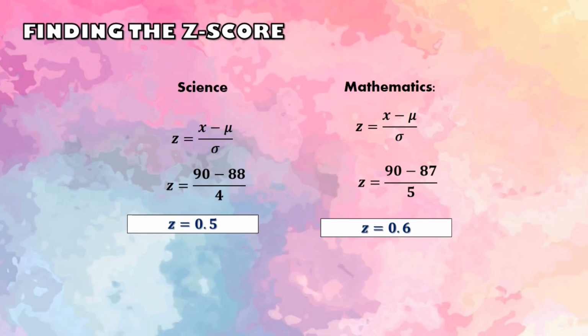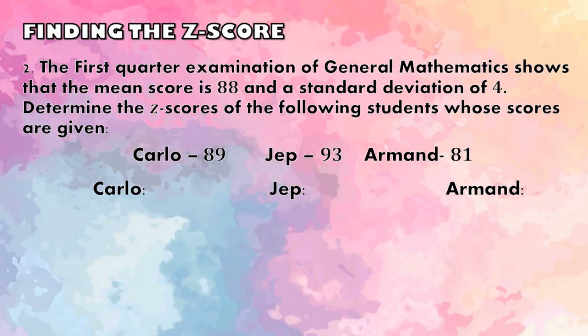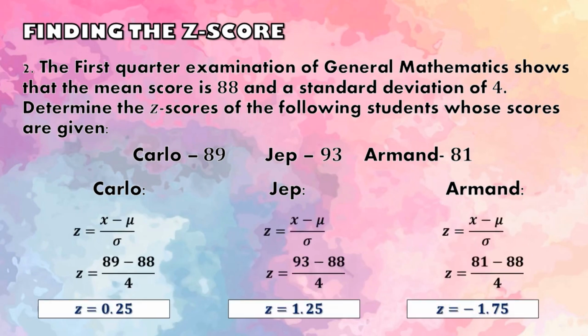Since Carlo's z-score in mathematics is higher than his science z-score, it can be said that Carlo performed better in mathematics than in science. For example number 2, since the given values are mean, standard deviation, and x values, we should follow the process of solving used in example number 1. Therefore, these are the final answers.